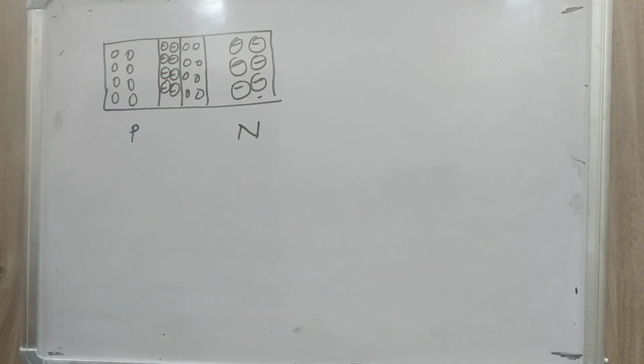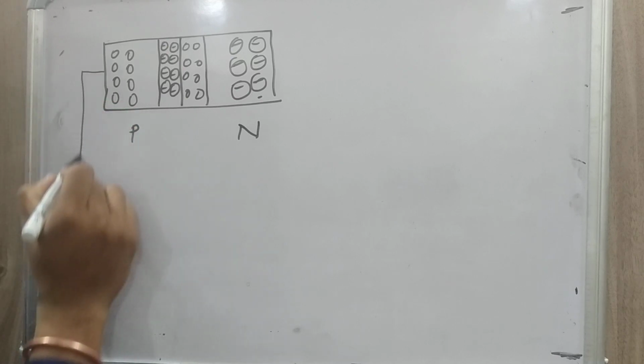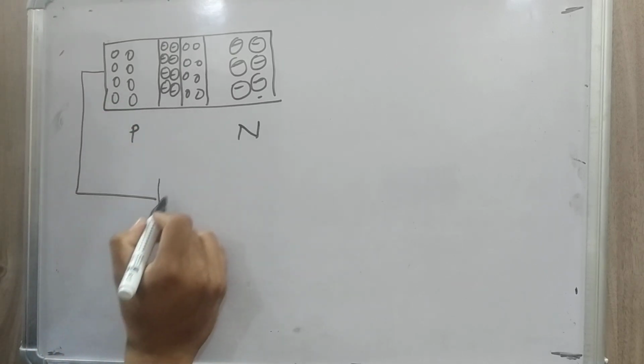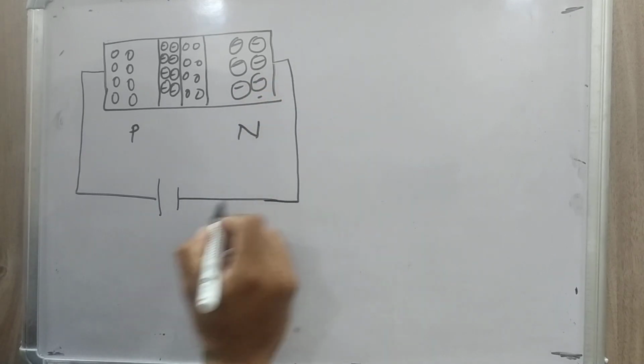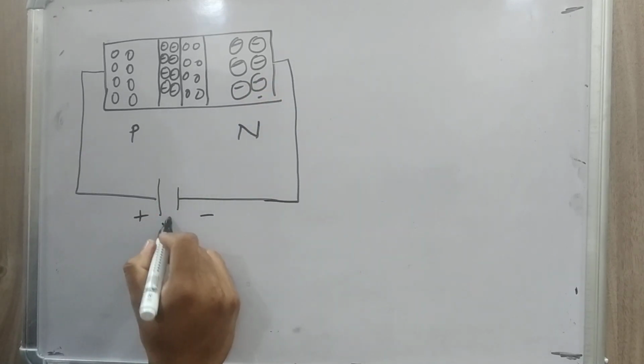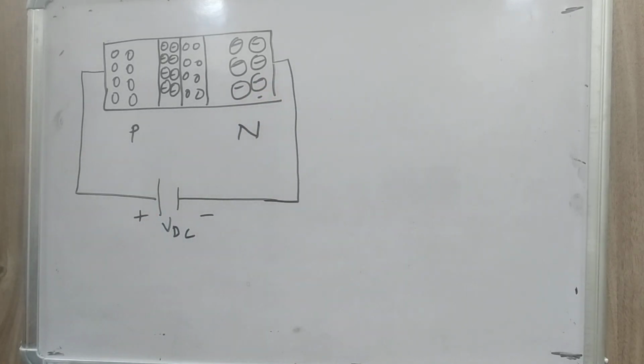Okay, so basically this is a diode. So we will see what happens when we forward bias the diode. Forward biasing the diode means connecting the positive terminal of the supply voltage to the P side and the negative terminal to the N side. So this is the polarity of the external supply voltage for forward biasing the diode.